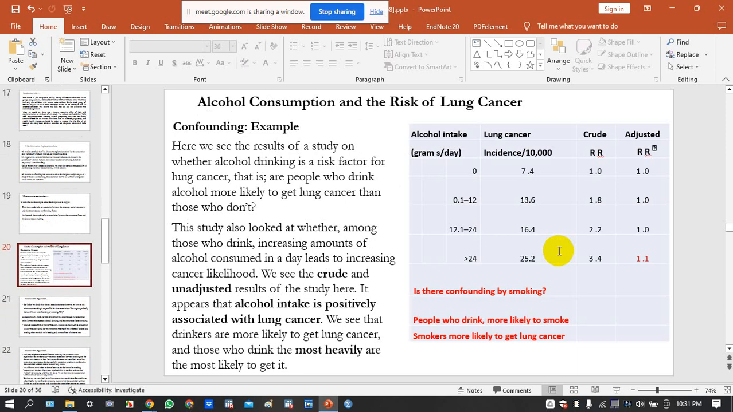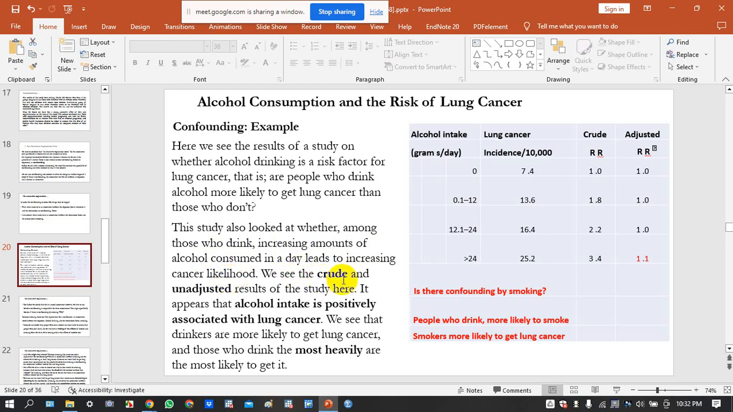So let us look at this. There was a study to establish confounding. So this is what happened. Here we see the results of a study on whether alcohol drinking is a risk factor for lung cancer. That is, are people who drink alcohol more likely to get lung cancer than those who don't? This study also looked at whether, among those who drink, increasing the amount of alcohol consumed in a day leads to increasing cancer likelihood.